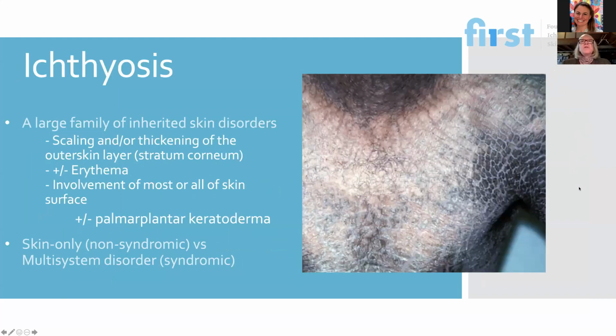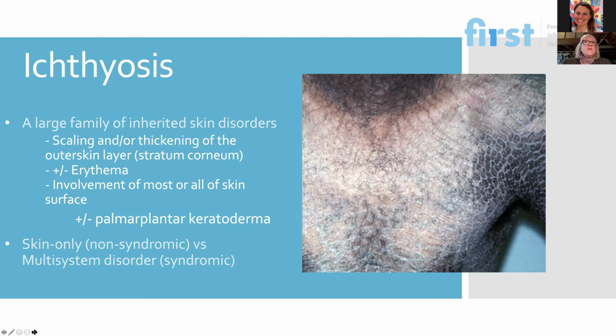The term ichthyosis refers to a large family of inherited skin disorders. They share the common feature of prominent scaling or thickening of the outer layer, the stratum corneum, over most or all of the skin surface. The presence of skin redness or erythema is variable. In some types, this redness can be very prominent, and in others, it is minimal or not present at all. Similarly, involvement of the palms and soles, called palmoplantar keratoderma, varies among the members of the ichthyosis family.